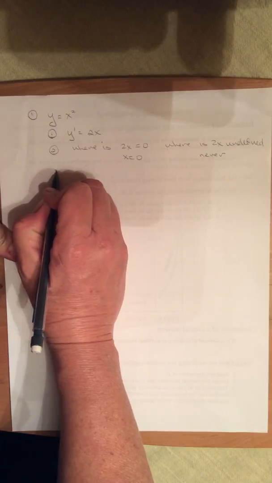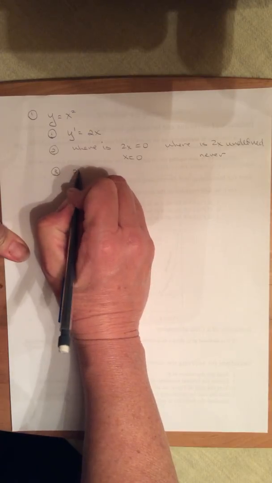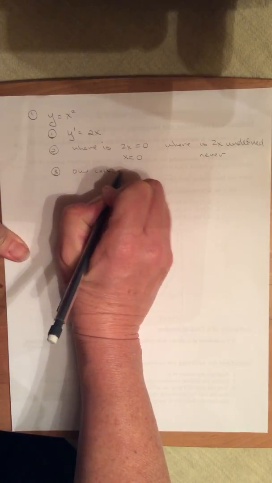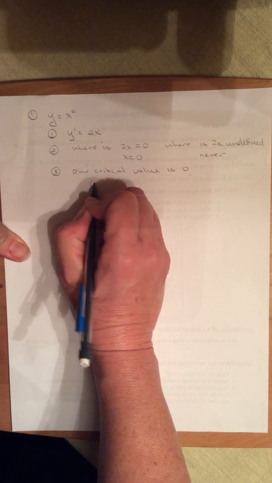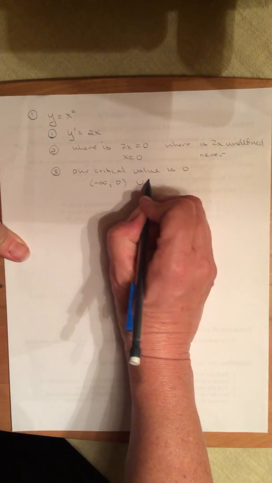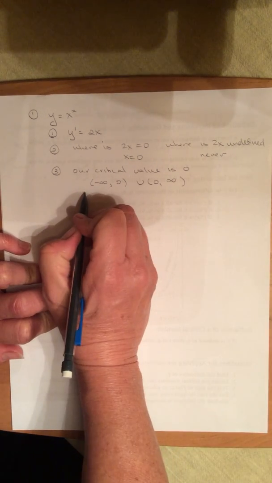So what we just found is a critical value. So our critical value is 0. We're going to set up intervals from the left of the number line up to that critical value, and from that critical value on out. And we're going to check to see what's happening in our derivative in those intervals.